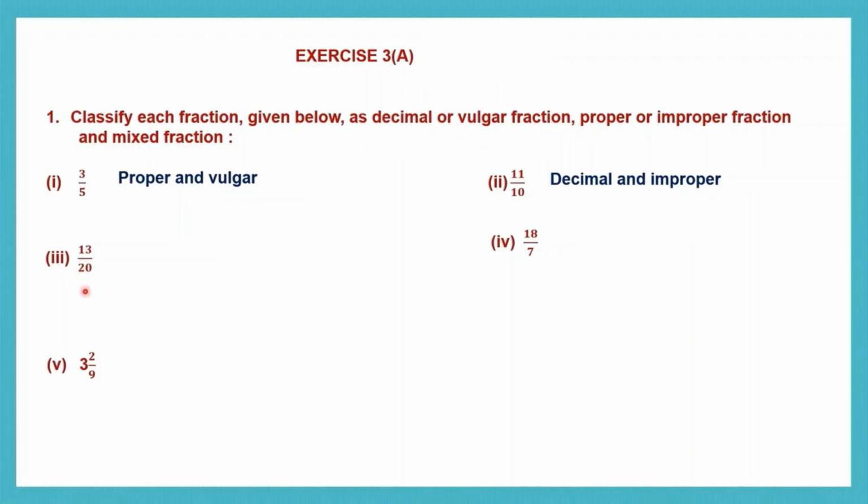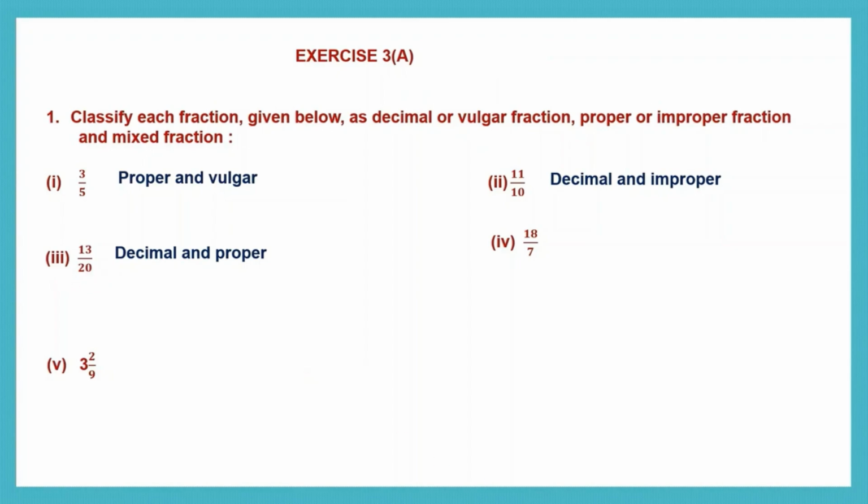Next one, 13 by 20. Now this is a decimal fraction and a proper fraction. How is the decimal fraction? The denominator is not 10 or higher power of 10, it's 20. Now, like I explained earlier, if you have a denominator which can be converted into 10 or a higher power of 10, it's called a decimal fraction. Now, how do we do this? Let's try this and see.